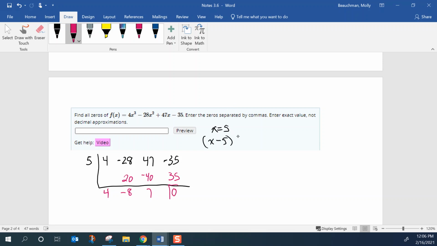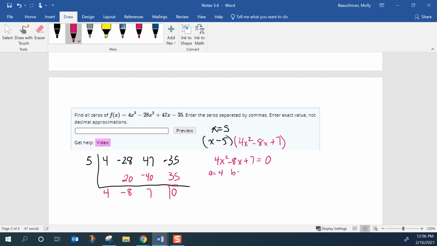And when we divide it out, we end up with 4x squared minus 8x plus 7. Now I want to take that and set it equal to 0. I know it's not going to factor because looking at the graph, it's going to be complex numbers. So we're going to use the quadratic formula.